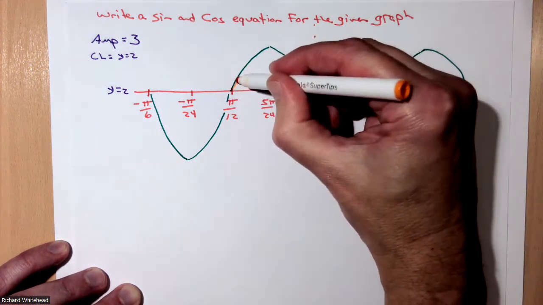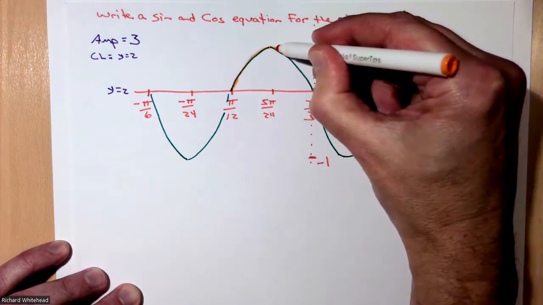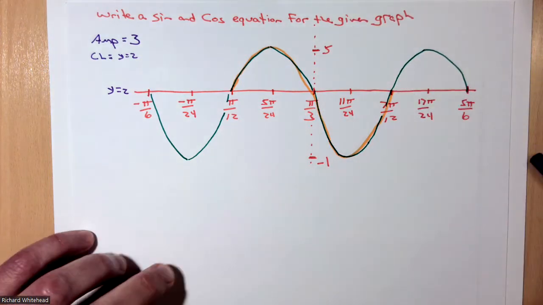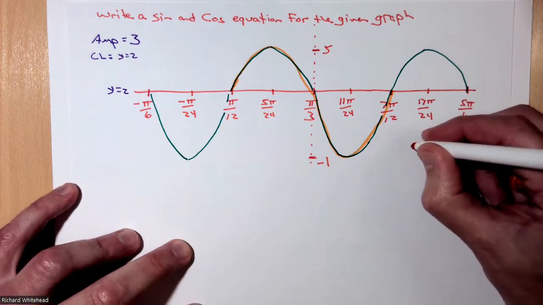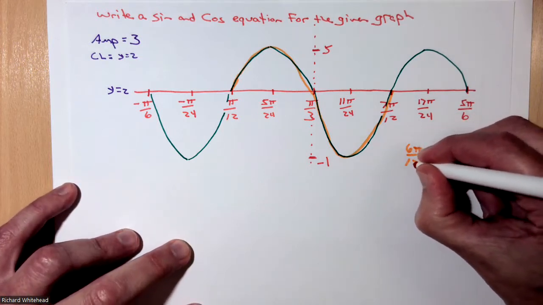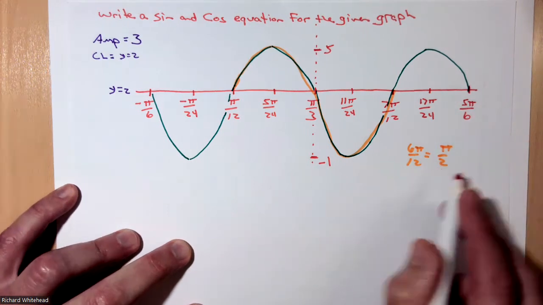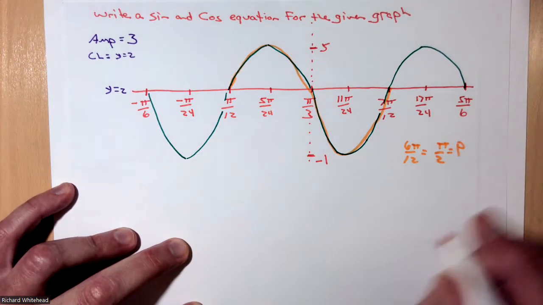Because if I said, well, like from pi over 12 over here to 7 pi over 12, that would be 6 pi over 12 spaces, which is pi over 2. So I claim the period's going to be pi over 2.